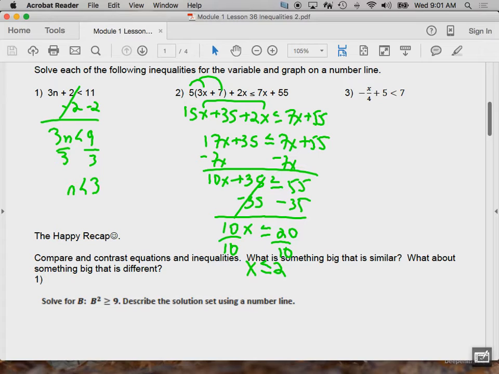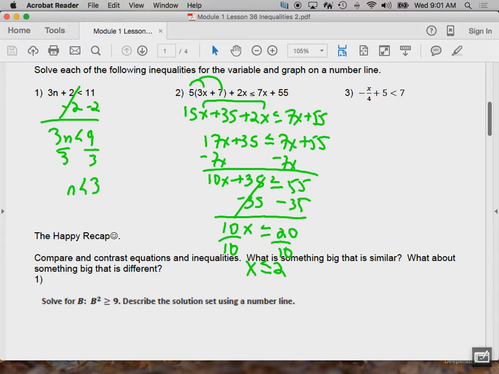Let's come over here. Is 0 an answer here? Yes. Is 100 an answer? No. Is 2 an answer? Yes. Why? Because it's less than or equal to. That's right, it's or equal to. Okay, very good. So now we get to our last question of the day.